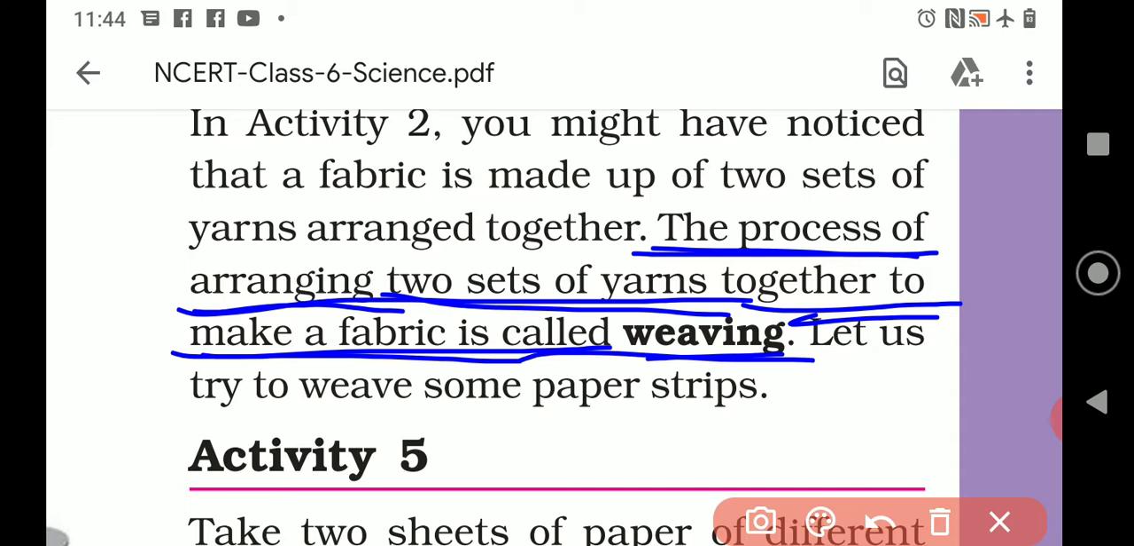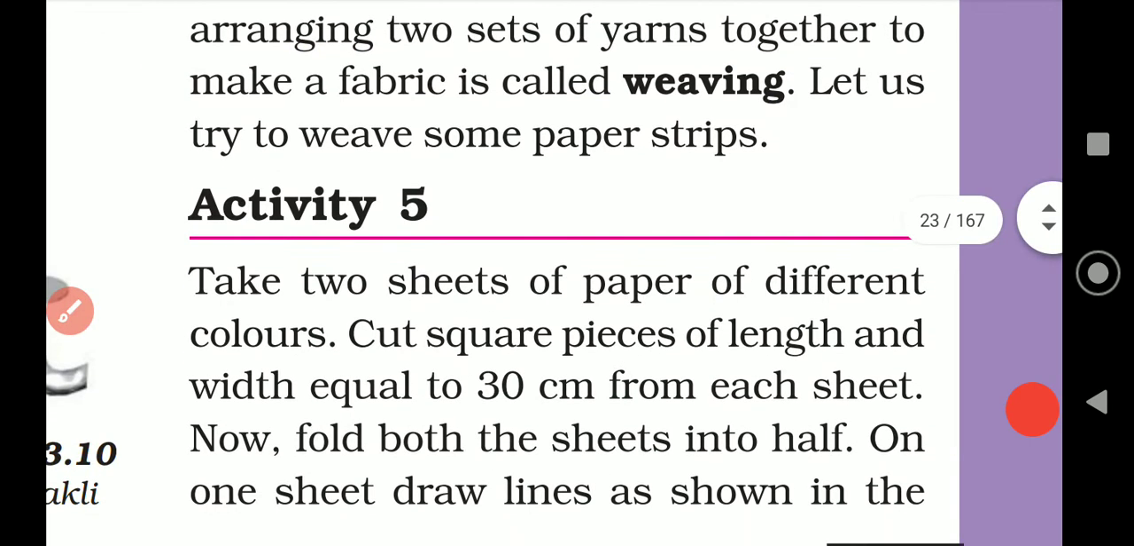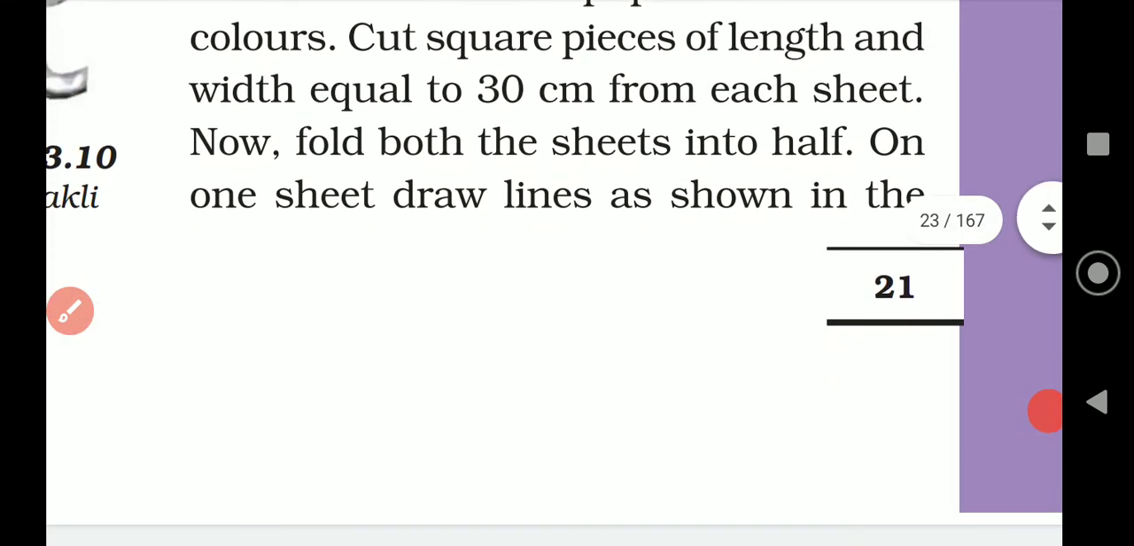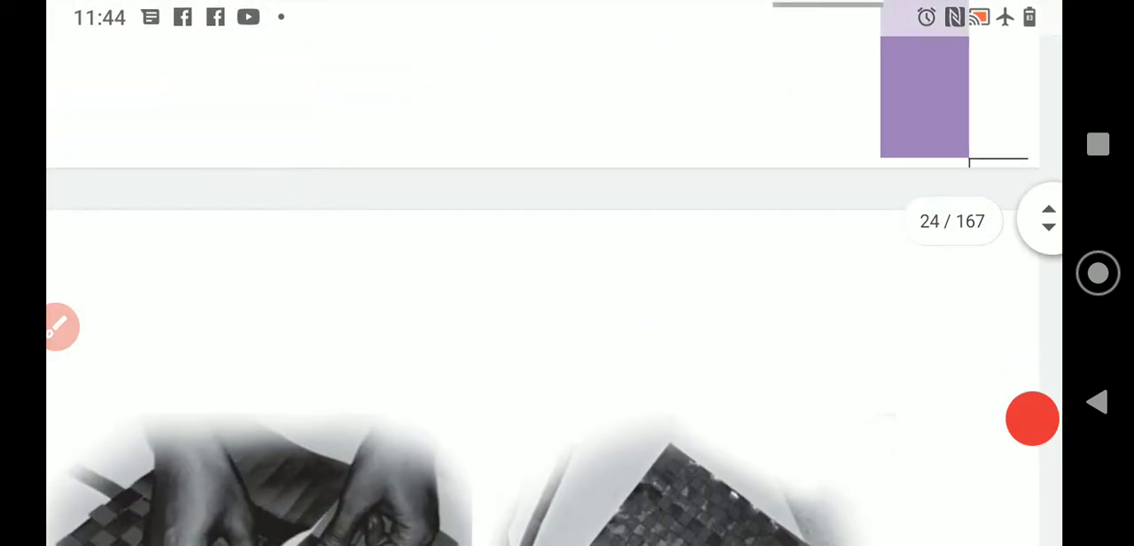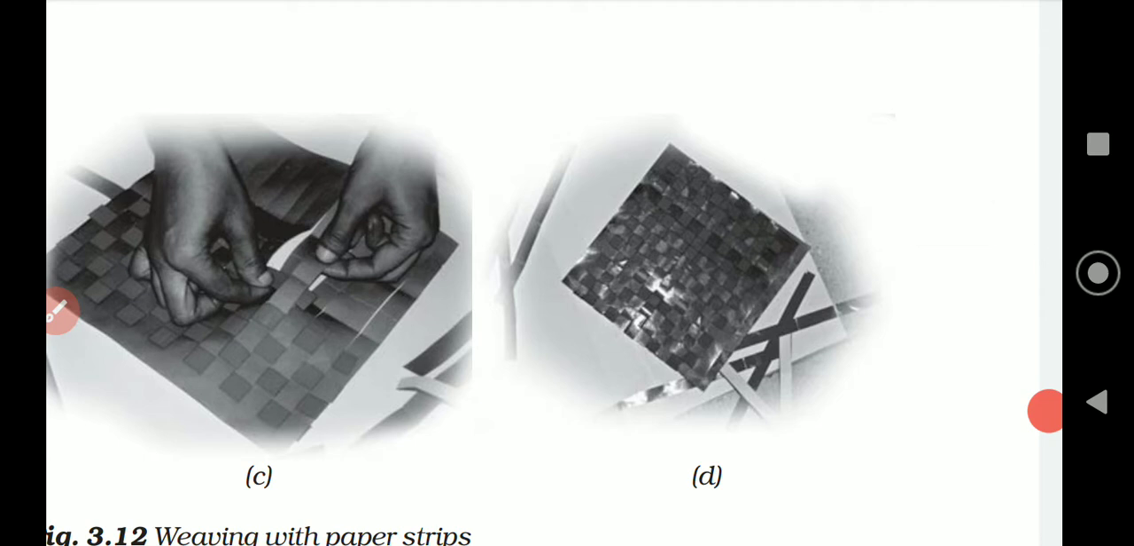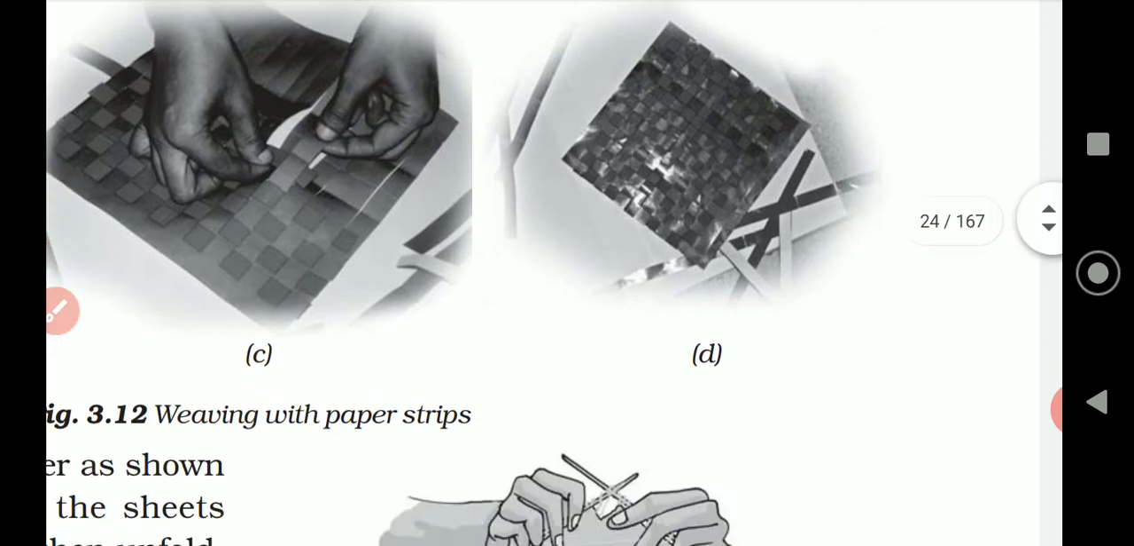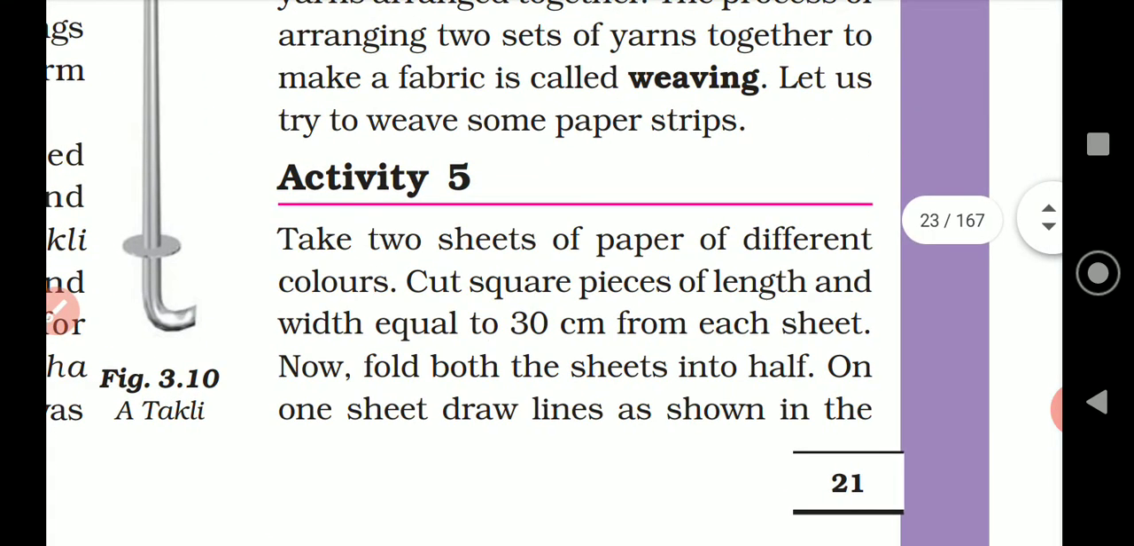Now let's try to weave some paper strips. So this is another interesting activity which you have to do. You can check here in the diagram. You can take two different color strips, color papers, and then you make the strips and you have to weave like this and you have to show it to me. This is going to be your activity.